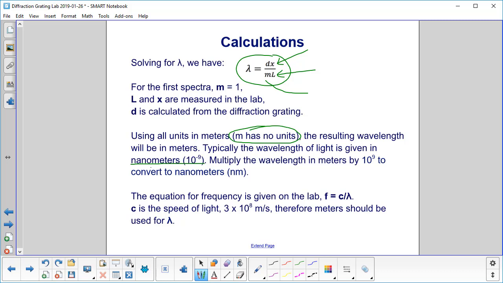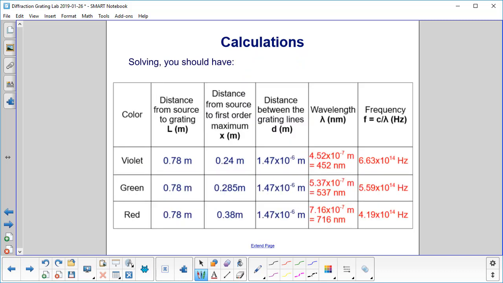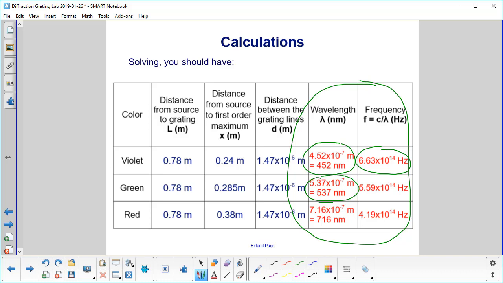The equation for frequency is given on the lab, c over lambda. c is the speed of light, therefore meters should be used for lambda, because the speed of light is given as 3 times 10 to the 8th meters per second. Hopefully you got these answers over here in red. If not, please go back and check your work. This is the wavelength of violet light, and this is its frequency. This will be the green light, and this will be the red light.